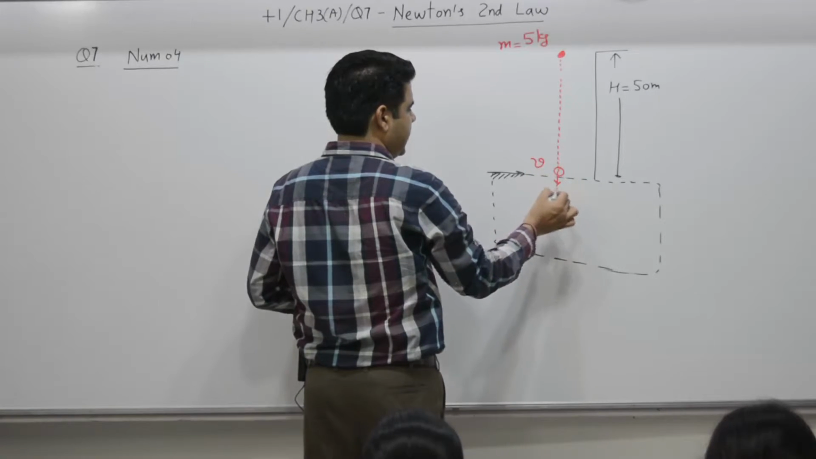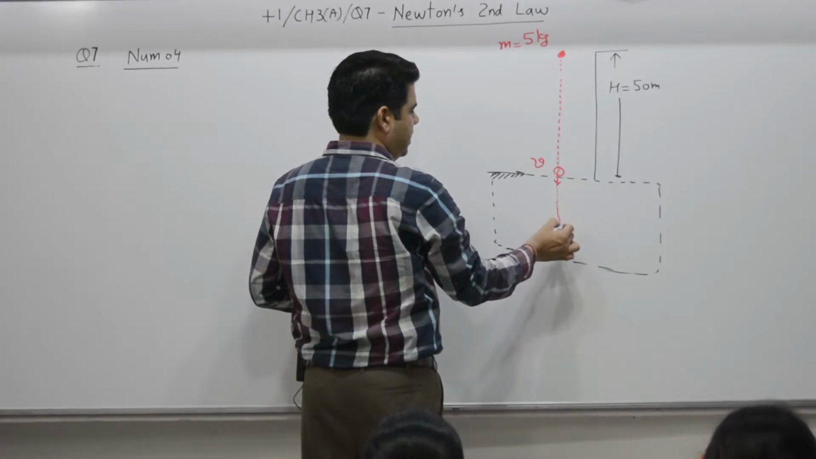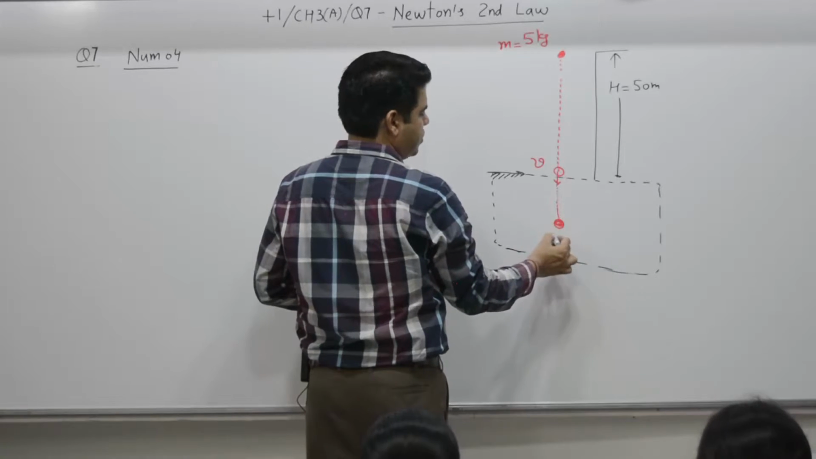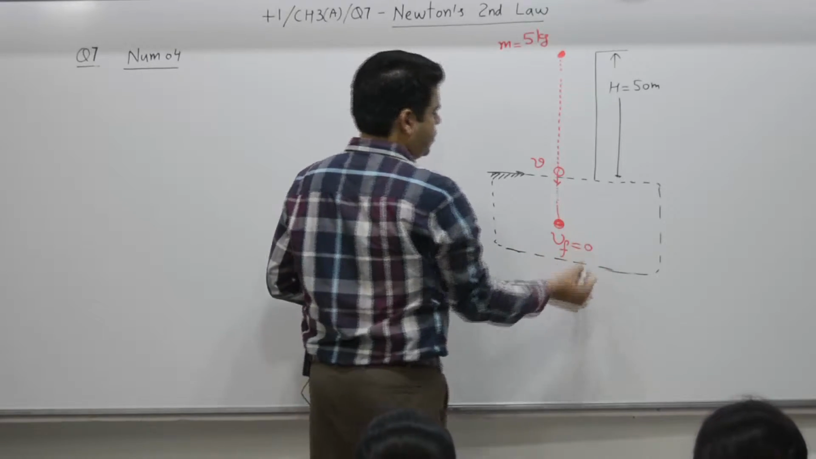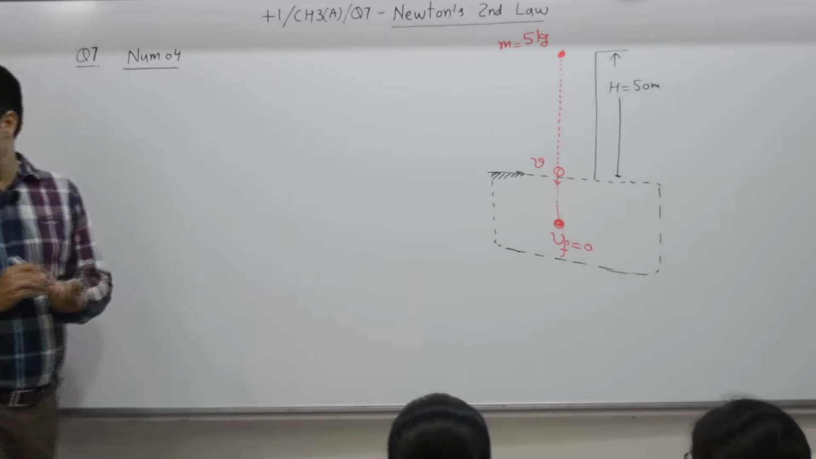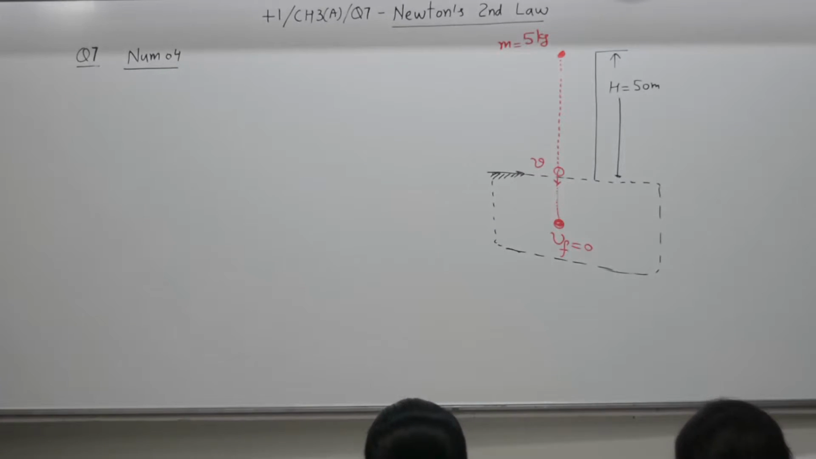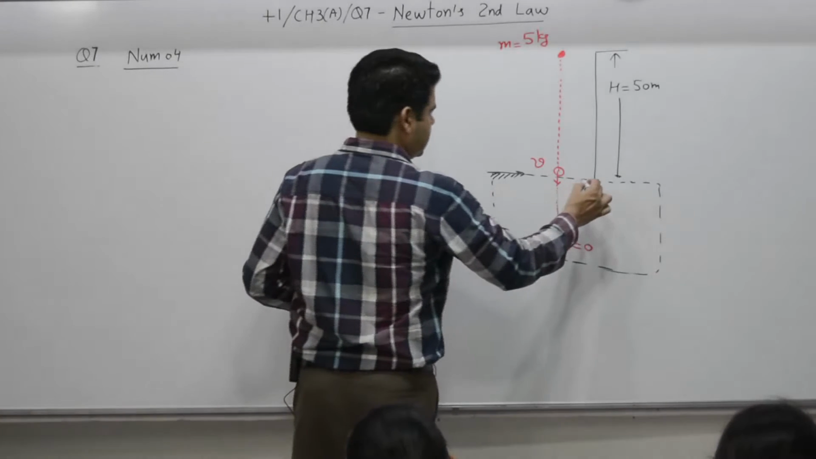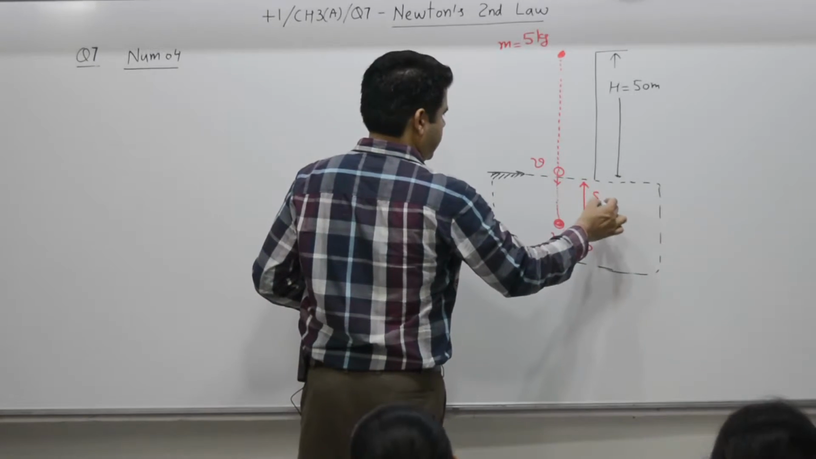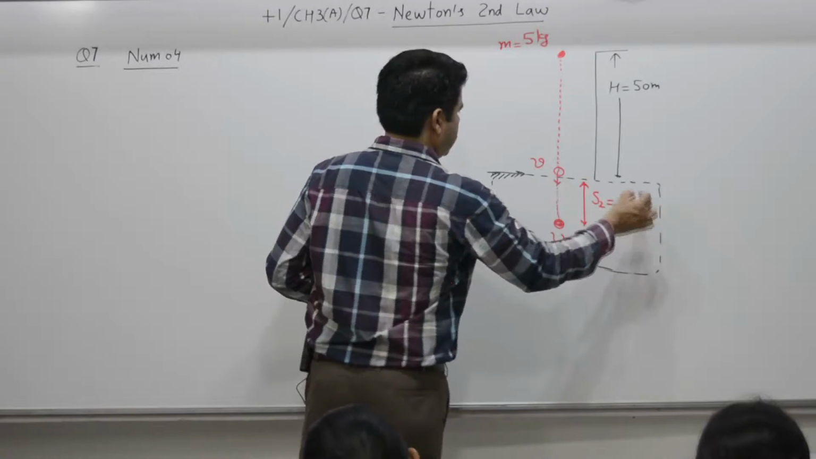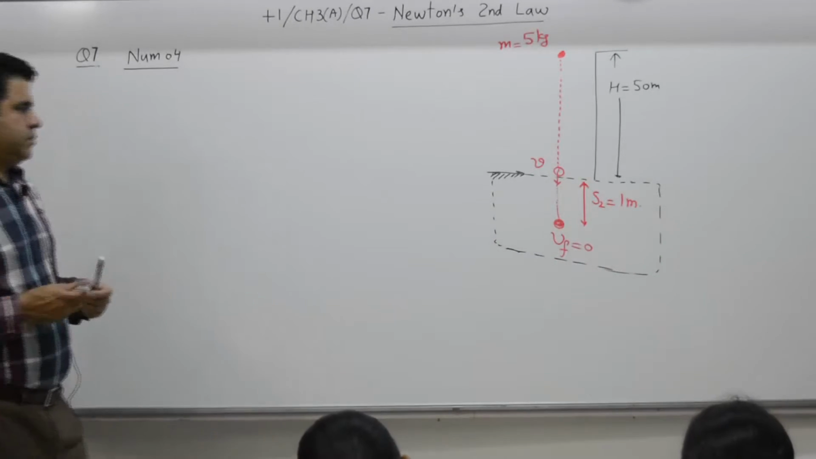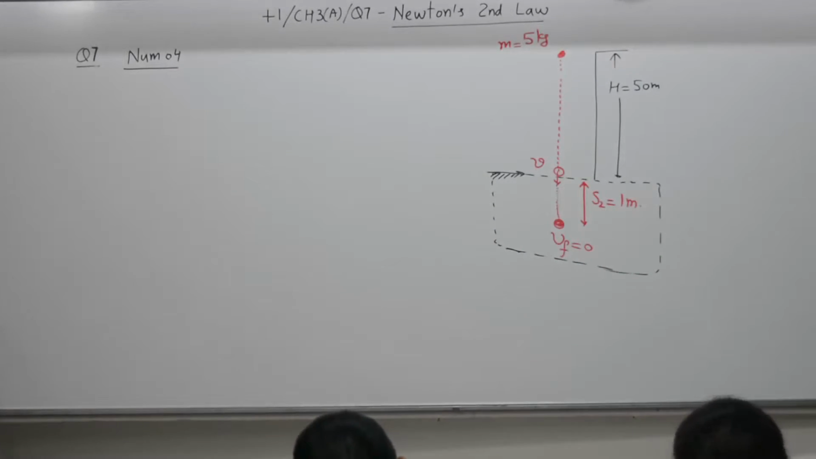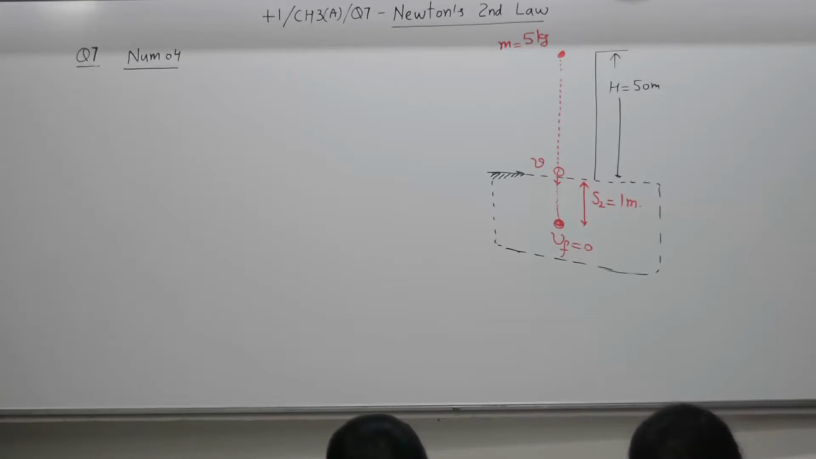As it moves in sand, speed will decrease and final speed comes out to be what? 0. It goes 1 meter deep in sand. This distance covered is how much? Say S2 is equal to 1 meter. Find the average resistance offered by the sand and the time it takes to penetrate.